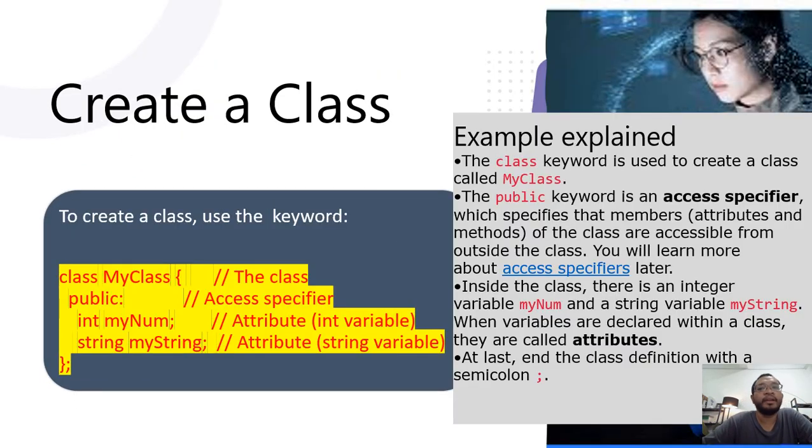This is an example of the basic syntax. You need to declare class and the name of the class. The name of the class must be unique, and within the class you can have several pieces of code together. You can use functions, arrays, looping, and so on. In this example, you need to have public. Public means that it can be accessed by anyone. And in this example, we declare two variables, integer myNum and string myString.